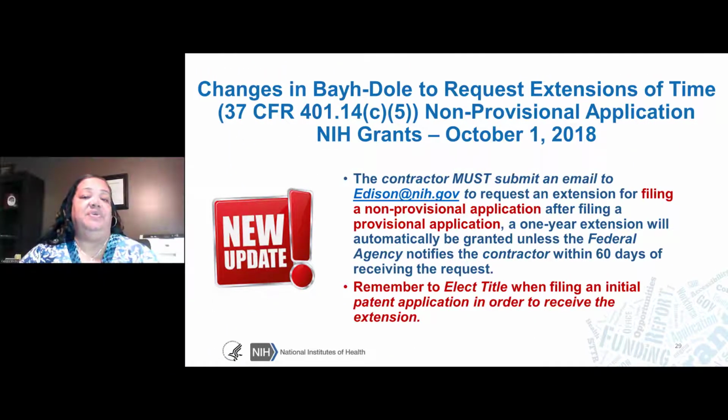Changes in Bayh-Dole to request extensions of time. NIH implemented this October 1st, 2018. The contractor must submit an email to Edison at nih.gov to request an extension for filing a non-provisional patent application after filing a provisional application. A 1-year extension will automatically be granted unless the federal agency notifies the contractor within 60 days of receiving the request. Remember to elect title when filing an initial patent application in order to receive the extension.